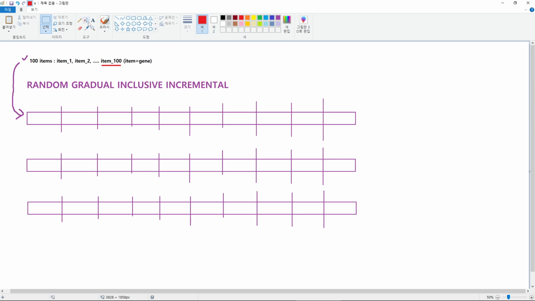Great. And let me just color this one red and this one blue. So these are the items, and these are the utility values, and these are the constraint values.